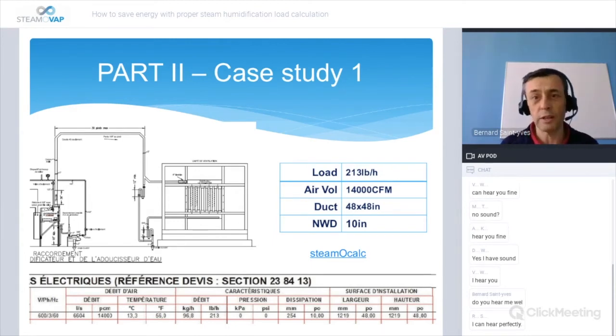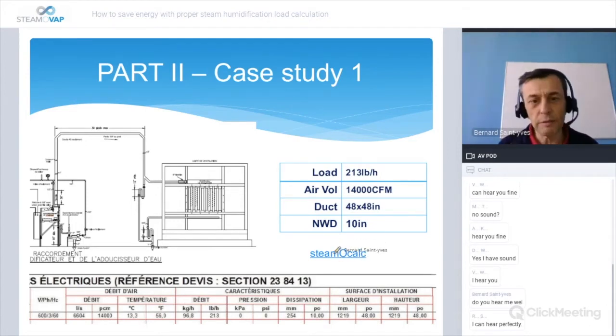It is a project that we got about 2-3 years ago. Some of you probably already have this example. The load indicated on the drawing is 213 pounds an hour with 14,000 CFM and a 48 by 48 duct. And they want an absorption distance, or non-wetting distance (NWD), at steam overlap of 10 inch, which is very, very demanding.